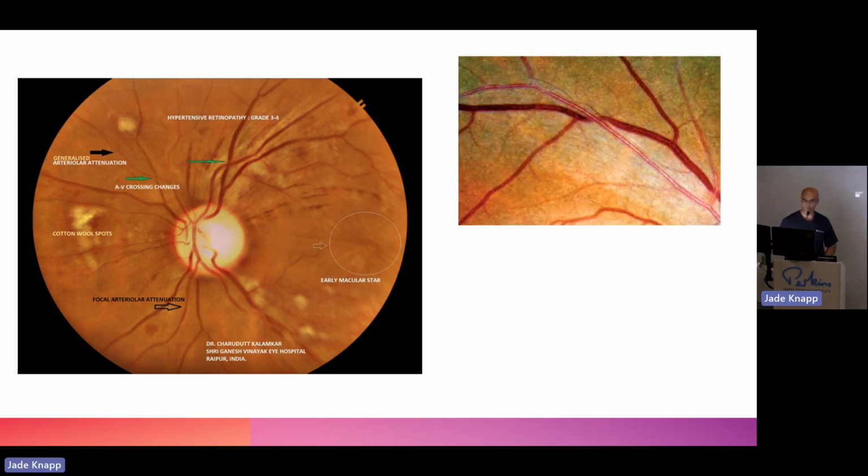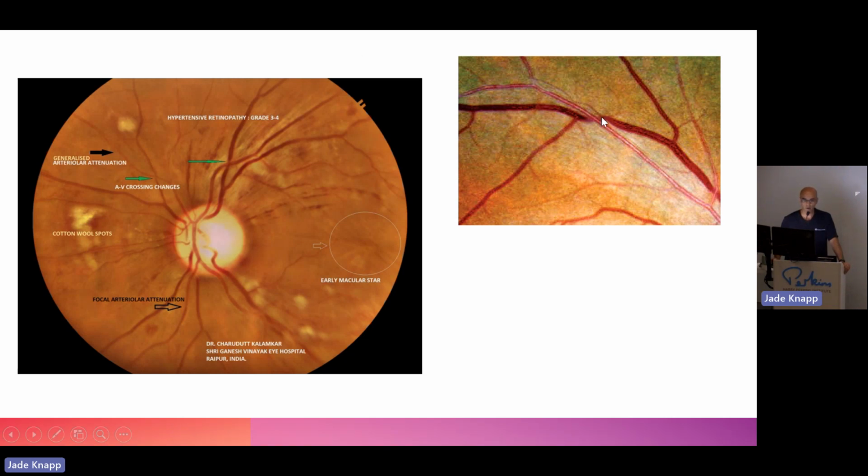But I'm going to show you a few more now. This represents what we call arteriovenous nicking. It's also mentioned in this image somewhere, I think. Here we go, arteriovenous changes. Arteries generally travel over the top of veins. But in hypertensive retinopathy, because you get sclerosis of the artery, hardening of the artery, it can pinch and somewhat squash the underlying vein.